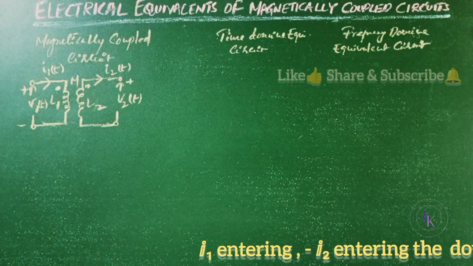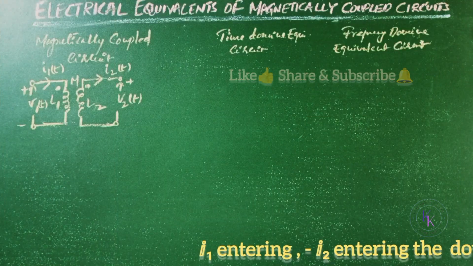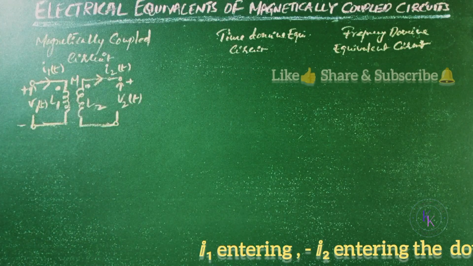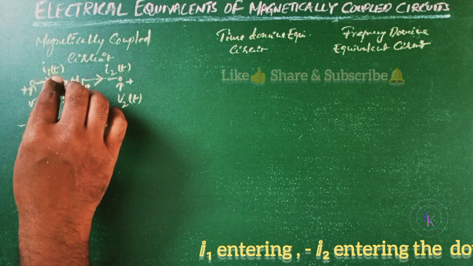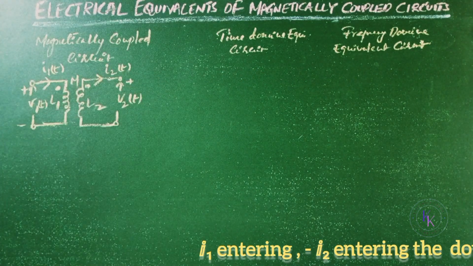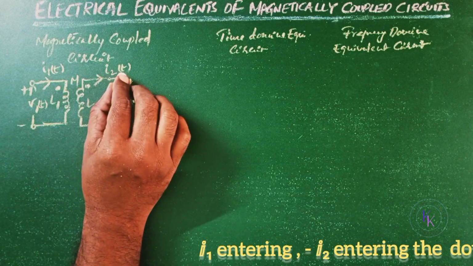Now consider this magnetically coupled circuit where the direction of I2 is reversed when we compare with the conventional figure. But you can observe that I1 is entering the dot, whereas minus I2 is entering the dot. So the mutual flux will become positive here. As the current direction is negative, we need to substitute that.